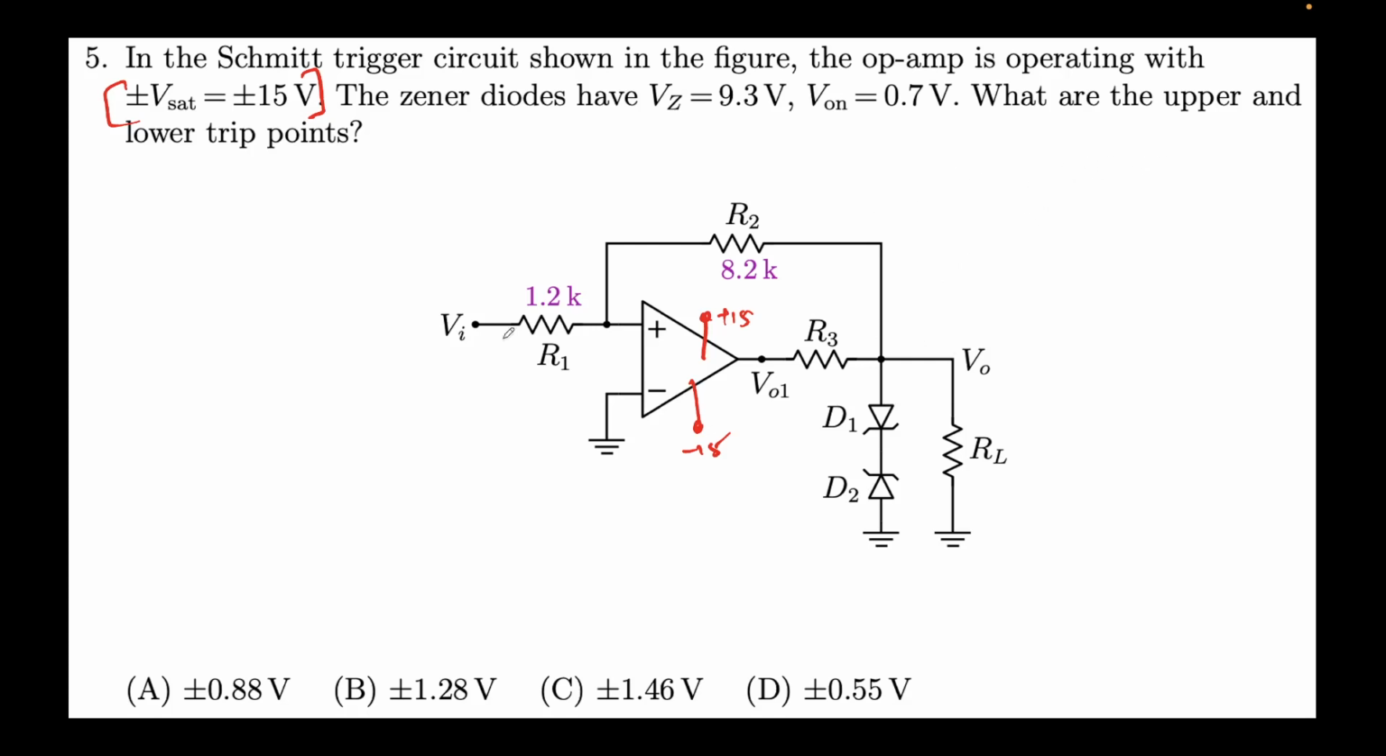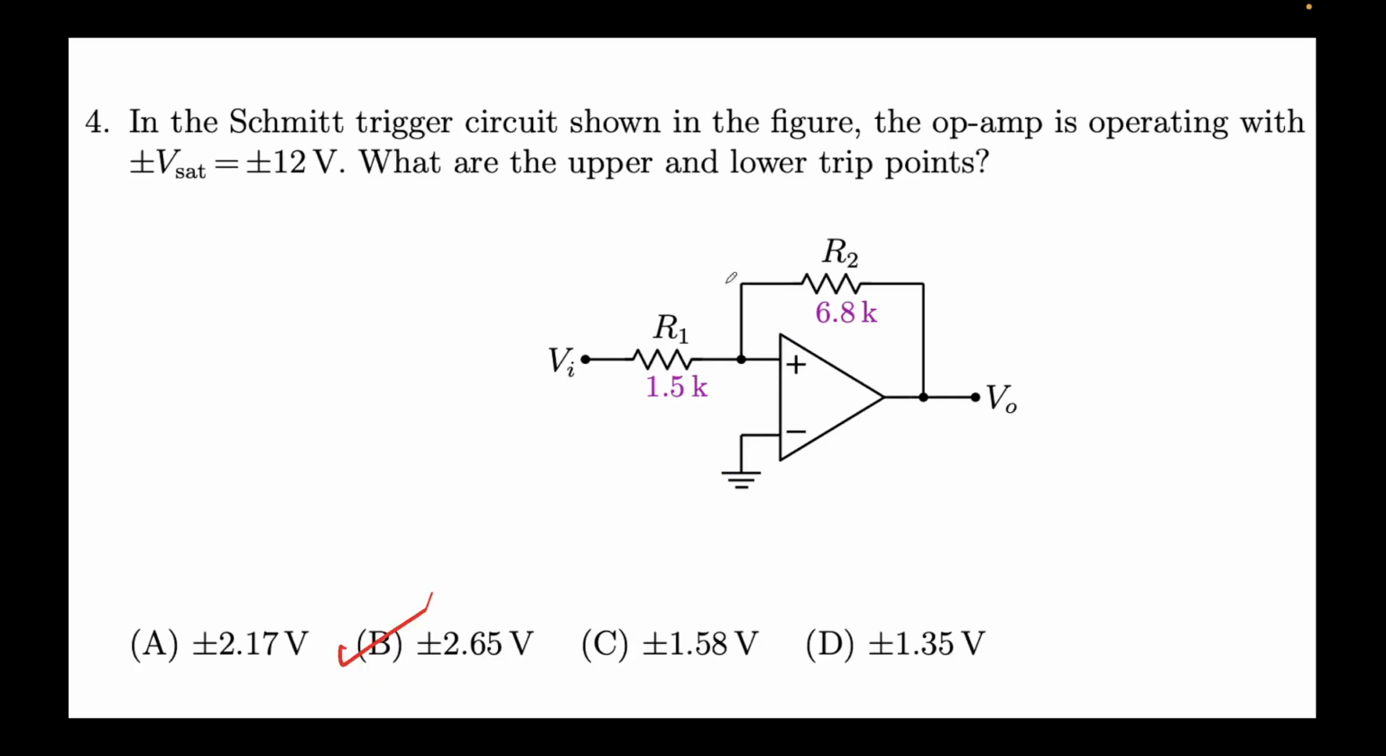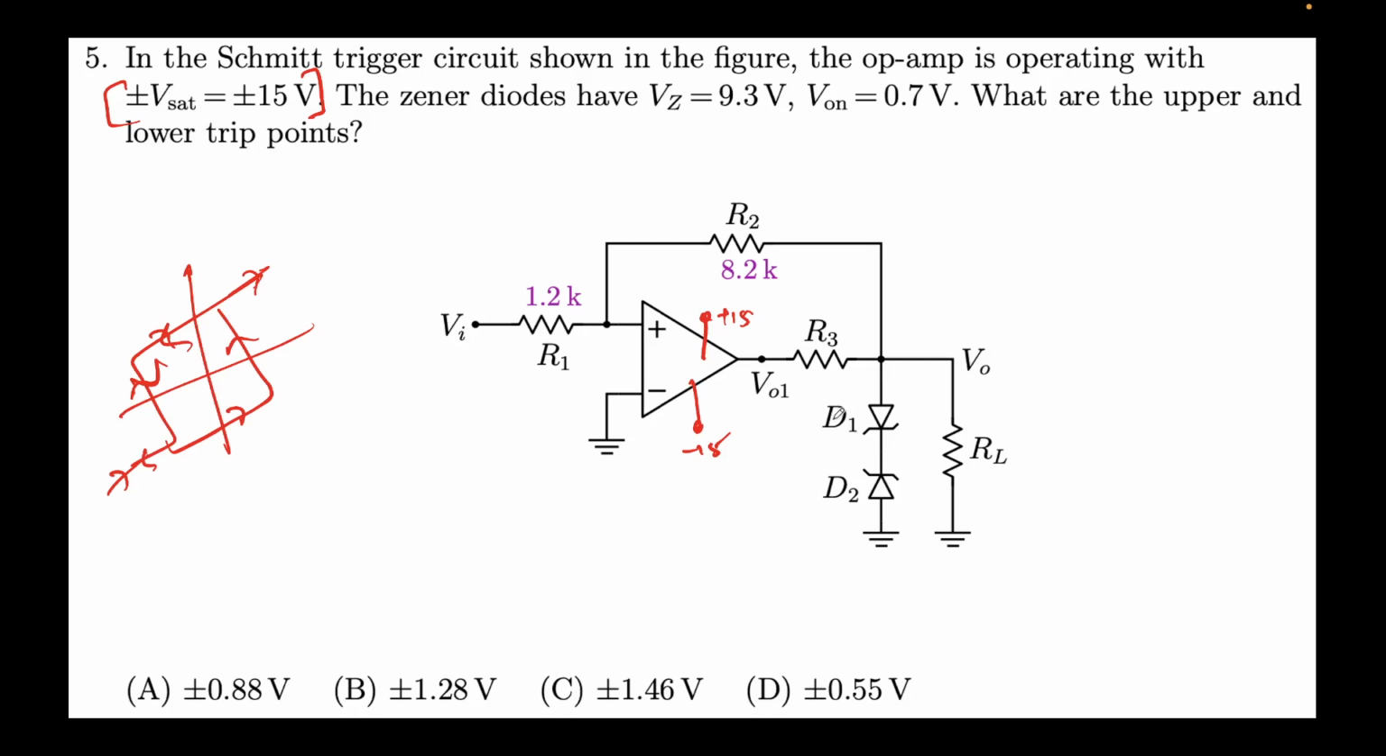What are the upper and lower trip points? So we know the definition of those trip points, right? So it will look maybe something like this. Sorry, so like this and then like this. Okay, right, because the nature is the same. If you see from the previous problem, the nature is exactly the same, except we have some diodes over here. So the way it behaves will remain the same.